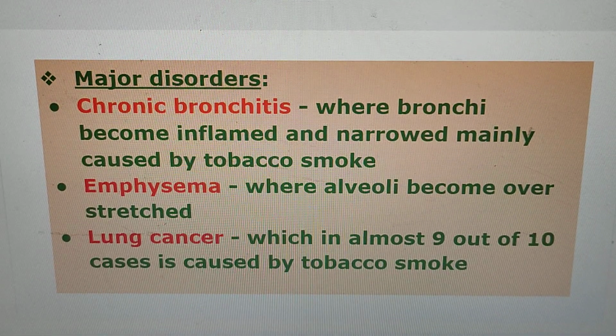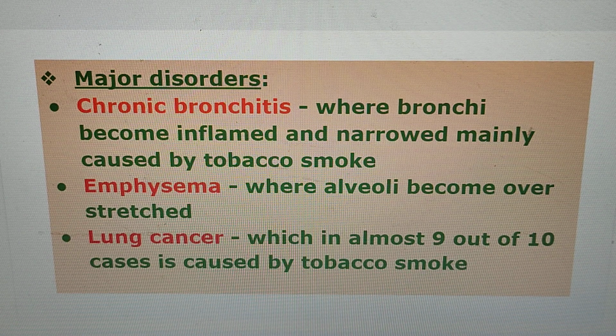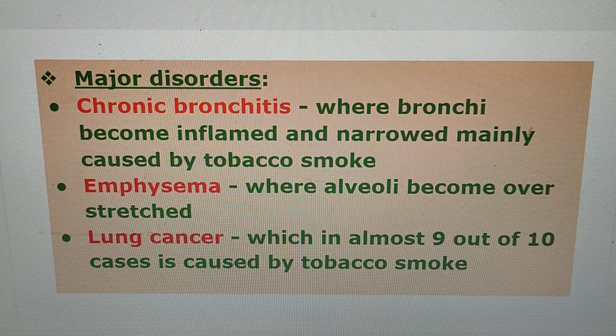Okay, the major disorders of the respiratory system. One is chronic bronchitis, where bronchi become inflamed and narrowed, mainly caused by tobacco smoke. Okay, chronic meaning the inflammation has been there for a while. So it comes and it goes. Okay, emphysema, where alveoli become overstretched. This is dangerous, emphysema. The alveoli are the ones being affected, damaged by this disorder. Lung cancer, almost 9 out of 10 cases, is caused by tobacco smoke. Lung cancer is very dangerous as well.